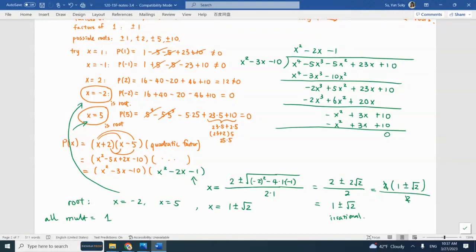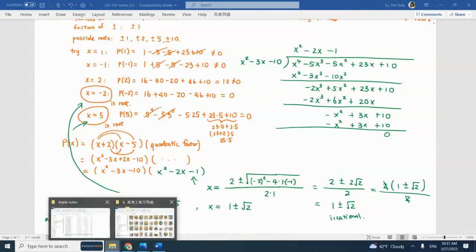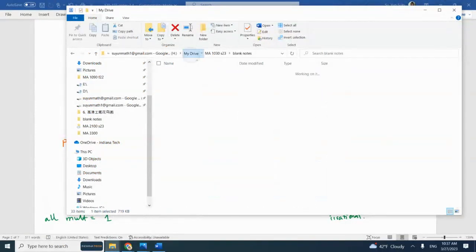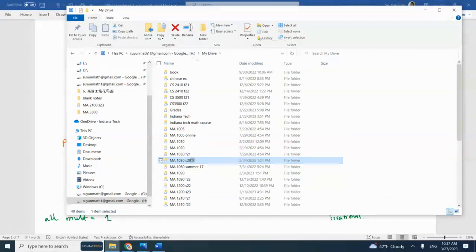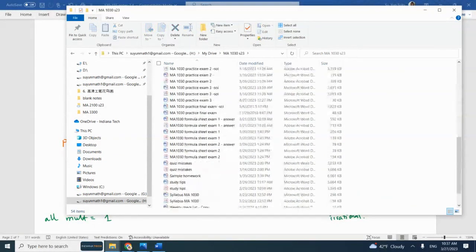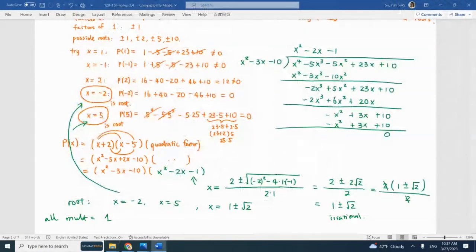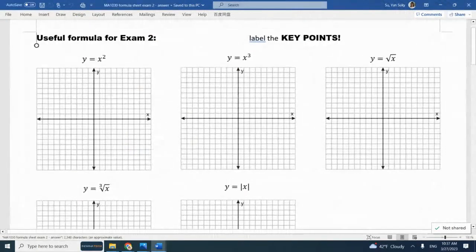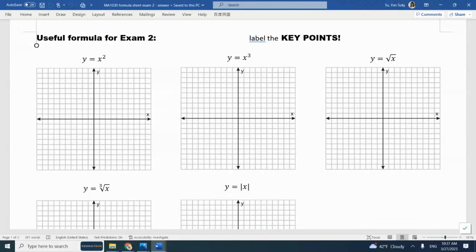All right. How about now? Take out your exam formula sheets. Let's fill this out together, also like a review. So exam 2 formula sheets. For exam 1, you fill it out by yourself. Now take out the exam 2 formula sheets.